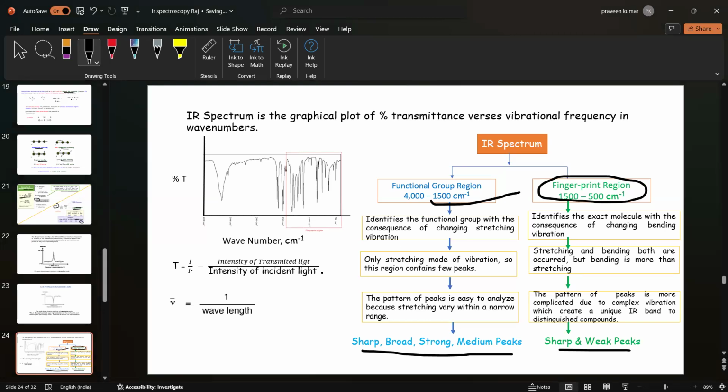In the functional group region, only stretching modes of vibrations are seen, so it contains only a few peaks. In the fingerprint region, both stretching and bending vibrations are seen. The pattern of the peaks is more complicated because many different types of stretching are seen in the fingerprint region, which makes it difficult to interpret. In the functional group region, the pattern of the peaks is easy to analyze because stretching varies within a narrow range.